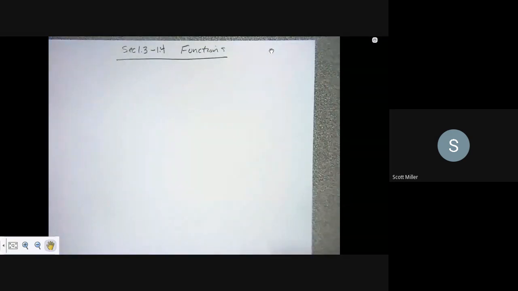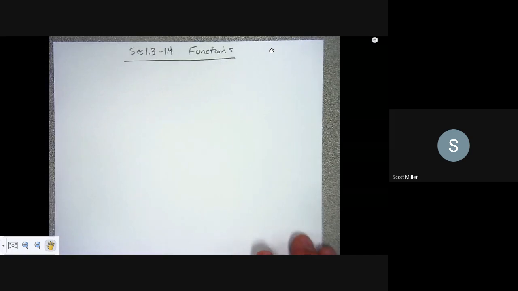So what are functions? Well, before we can talk about a function, we have to define something called a relation. Usually when I start talking about this, I want you to think of every person on the planet. That would kind of represent a relation.